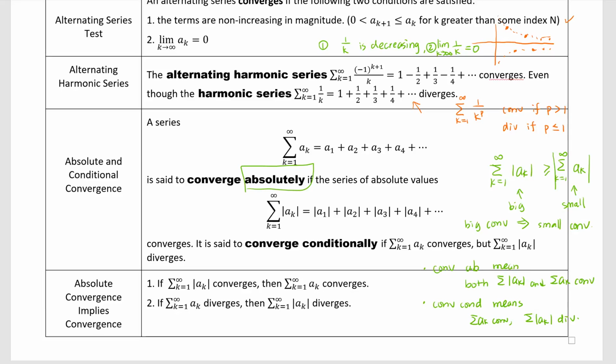So that's why we have absolute convergence implies convergence. If the big guy converges, then the small guy converges. If the small guy diverges, then the big guy diverges. So this concept is very similar to the comparison test we learned before. Okay, so it's not something new. It's like we apply the comparison test to this series and the series of the absolute values of the terms. Okay, everybody? So keep this in mind.